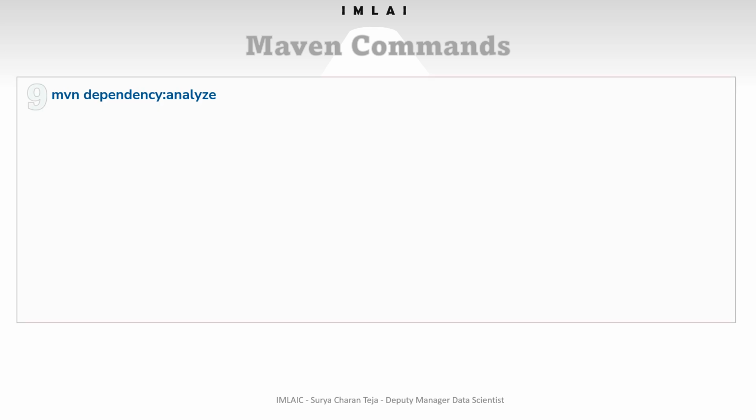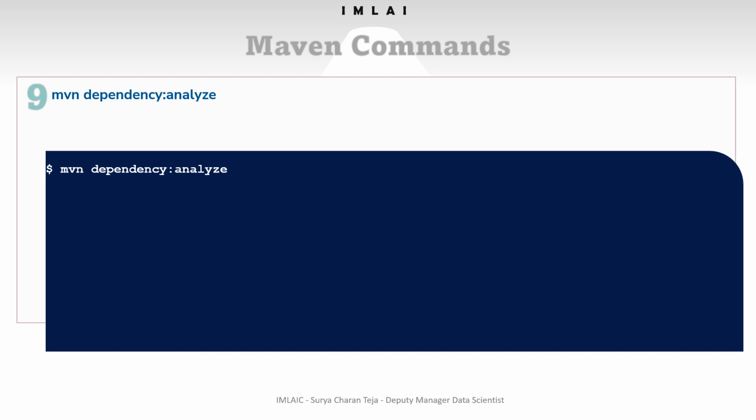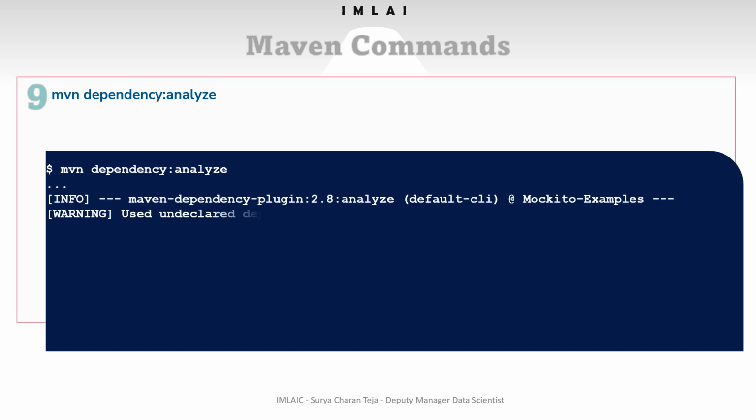Then we have mvn dependency:analyze. This command analyzes the Maven project to identify the unused declared and used undeclared dependencies. It's useful in reducing the build size by identifying the unused dependencies and then removing them from the pom.xml.